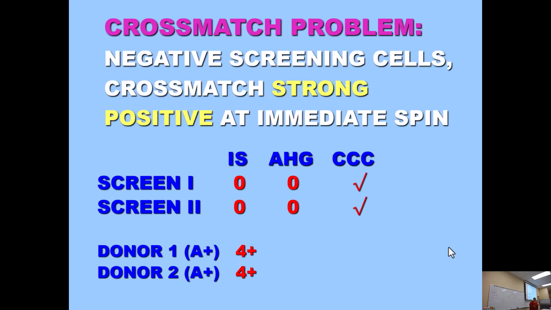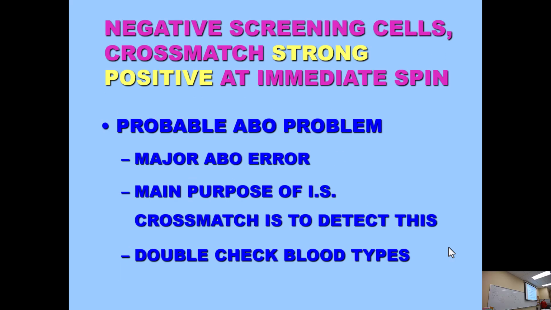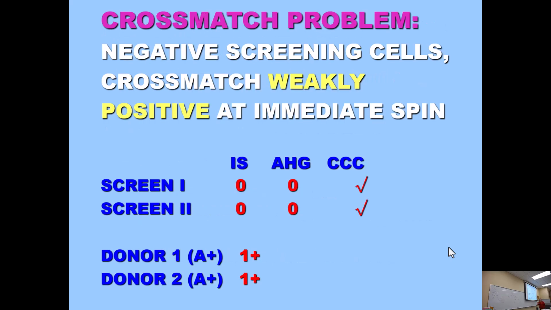So, negative screening cells, and the cross-match is a strong positive at immediate spin. Uh-oh. Do you remember what I said about this a couple of slides back? 4+ immediate spin. ABO incompatibility, right. Anytime you see something like this with a negative screen, think ABO incompatibility. Probable ABO problem, major ABO error. This is the main purpose of the immediate spin cross-match, to make sure that we don't accidentally give A blood to a B person. Double check blood types.